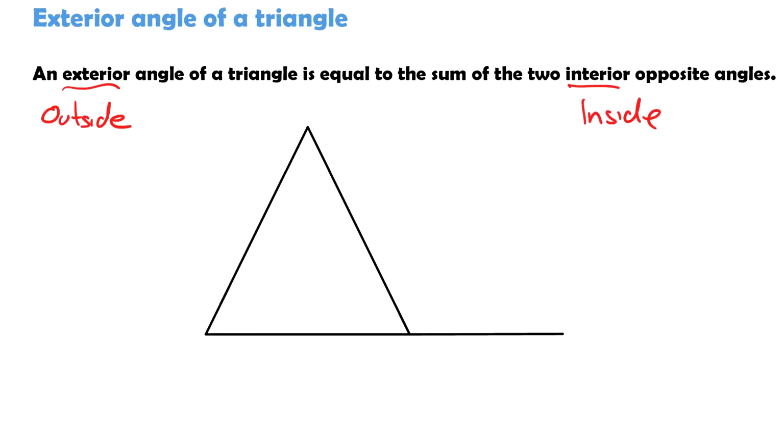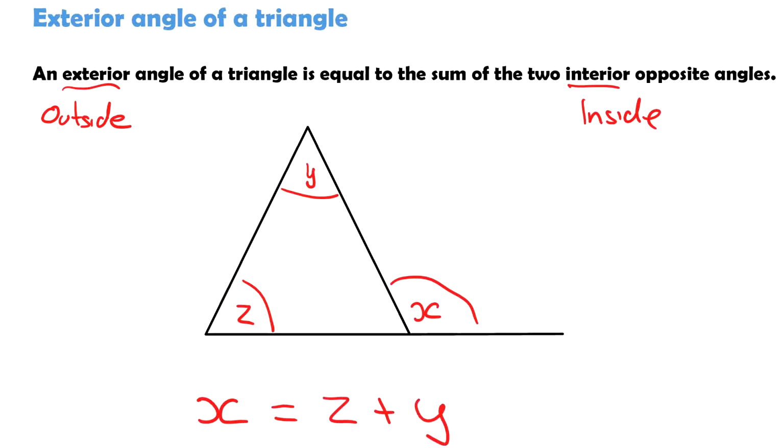Alright, so the exterior angle, let's label this X here. That's my exterior angle, is equal to the sum, which is addition, of my two internal opposite. So what I mean by that is opposite are these two angles here. So we can name this Z and Y. So I know that X is going to be equal to Z plus Y.